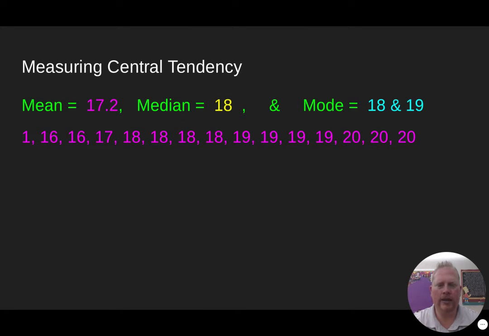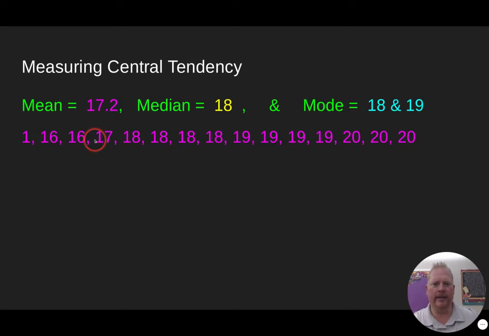So now if we take a look at that data, again, if these were the quiz scores for a quiz out of 20, if kids are getting 16, 16, 17, a bunch of 18s, a bunch of 19s, a bunch of 20s, I'm very happy with this quiz score. But which measure of central tendency best represents what's going on here? So the mean is 17.2.